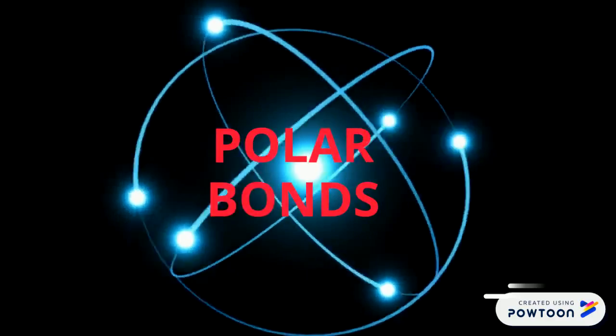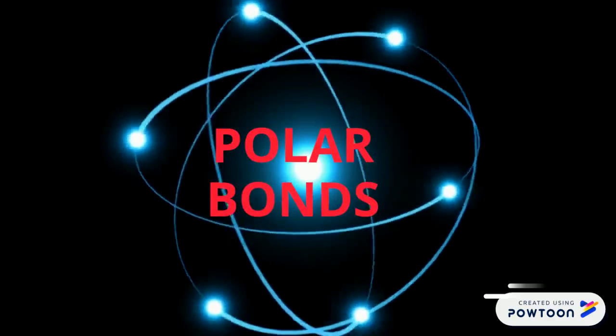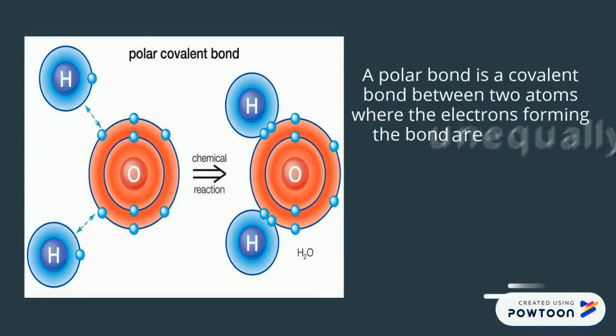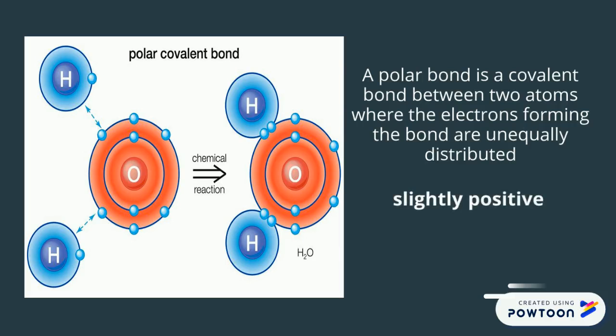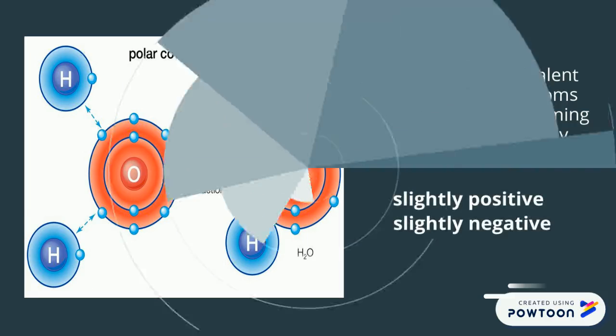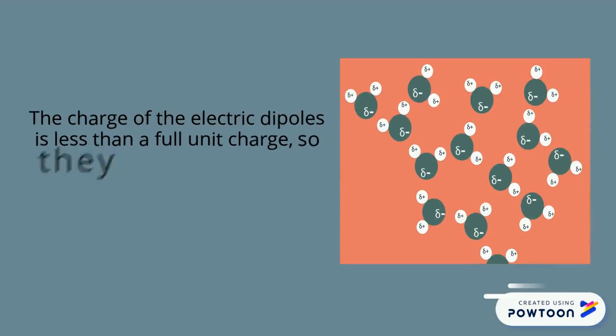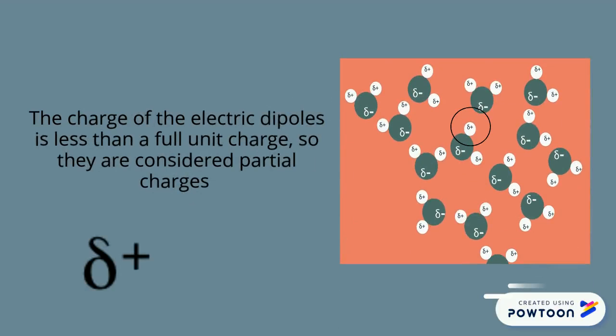Next is polar bonds. A polar bond is a covalent bond between two atoms where the electrons forming the bond are unequally distributed. This causes the molecule to have a slight electrical dipole moment where one end is slightly positive and the other one is slightly negative. The charge of the electric dipoles is less than a full unit charge, so they are considered partial charges and denoted by delta plus and delta minus.